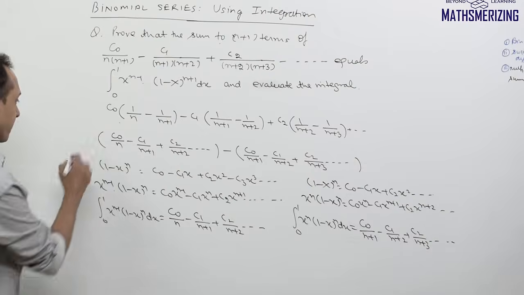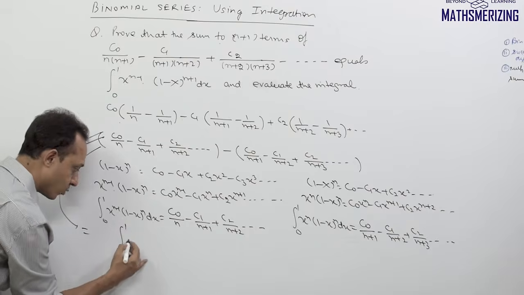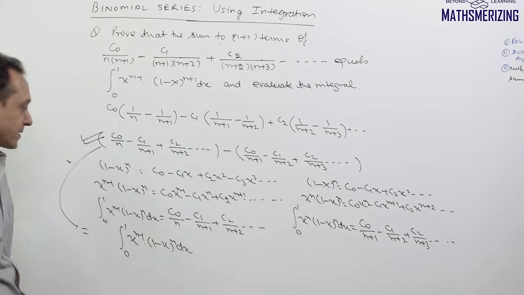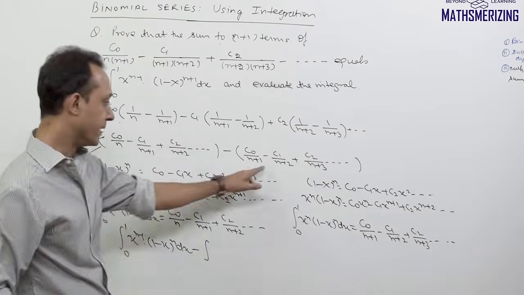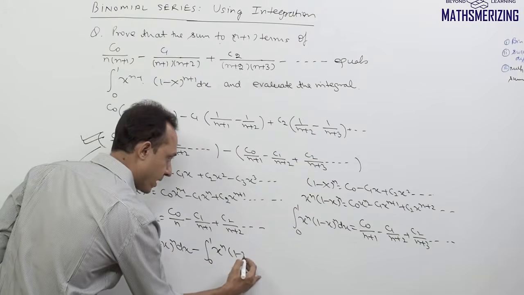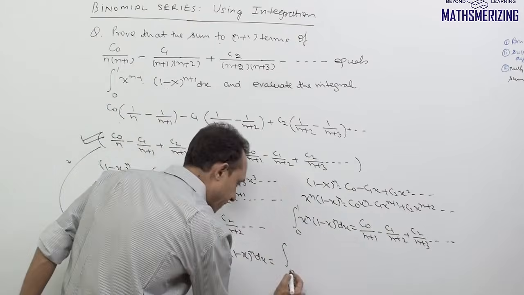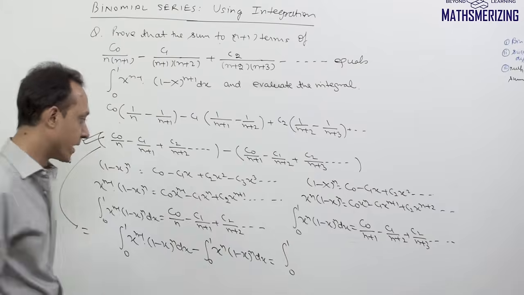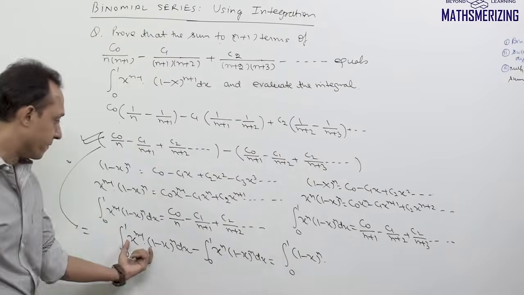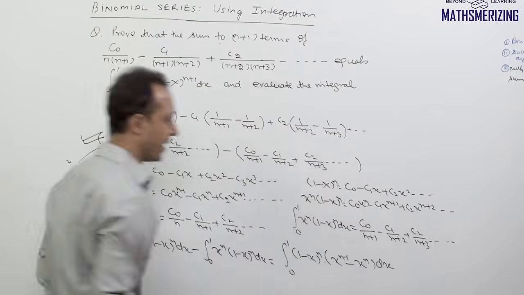Now in order to find the value of this expression, I can write it as the first integral, which is from 0 to 1, x to the power n minus 1, (1 minus x) to the power n dx, and then minus the second integral, which is from 0 to 1, x to the power n and (1 minus x) to the power n dx. Now since the limit is the same, I'll combine it. I'll write from 0 to 1 and take (1 minus x) to the power n common. And then what I'm left with is x to the power n minus 1 minus x to the power n dx.